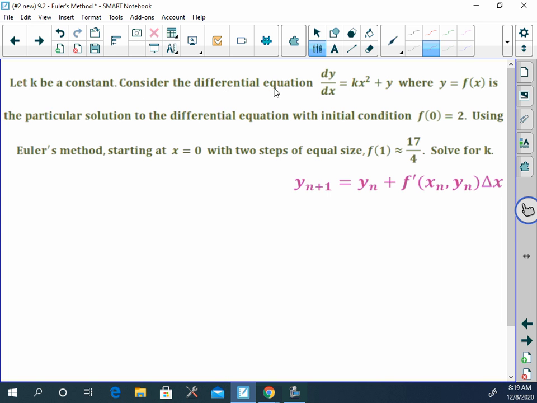So it says, let k be a constant. Consider this differential equation where y equals f of x is a particular solution with this initial condition. So this is my initial point here. Using Euler's method, starting at x equals 0 with 2 steps of equal size, we're getting to f of 1. So our change in x here, our step size should be 0.5, right? Let me know if I do something wrong. I don't like sitting and staring at my notes the whole time. And we know that f of 1 is approximately 17/4, and we're trying to solve for k this time.